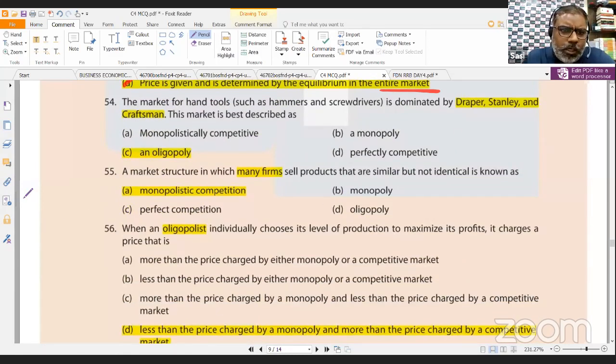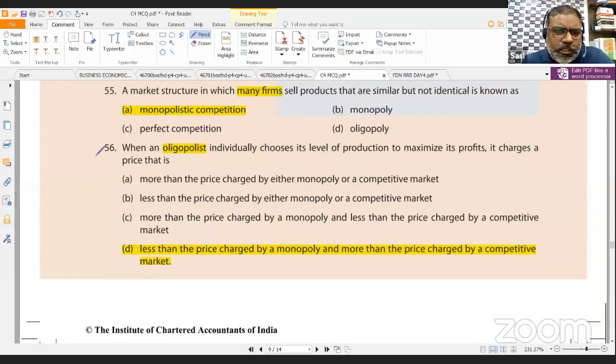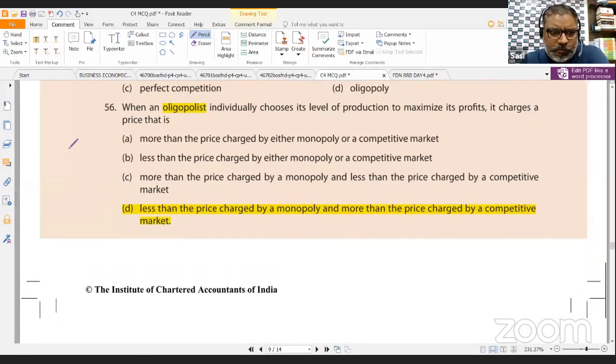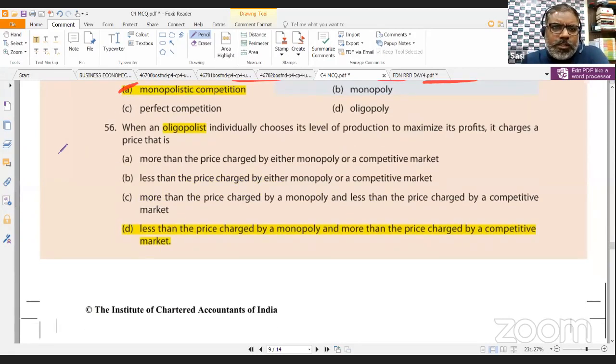Then question number 54. The market for hand tools, let us say, is dominated by three different firms. Only three are dominating. That means it is an oligopoly. C is the correct answer. Example type questions. 55th question. A market structure in which many firms sell products that are similar but not identical can be known as monopolistic competition. Similar but not identical. Soaps, but all of them have their own separate qualities. That can be considered as monopolistic competition. If it is the same question, but a few firms are there, that becomes oligopoly. So 55th question answer is A, monopolistic competition.